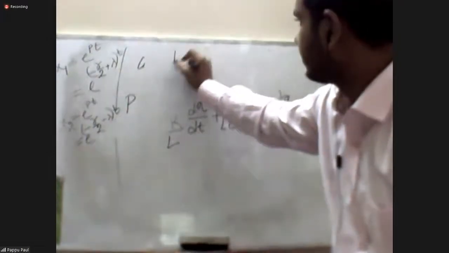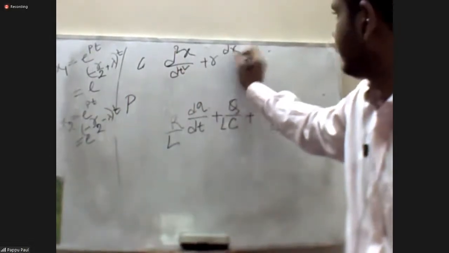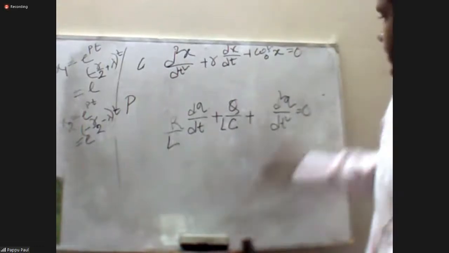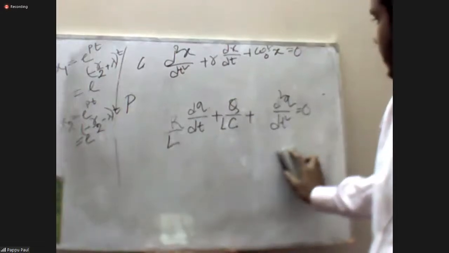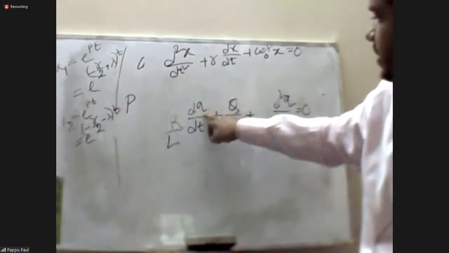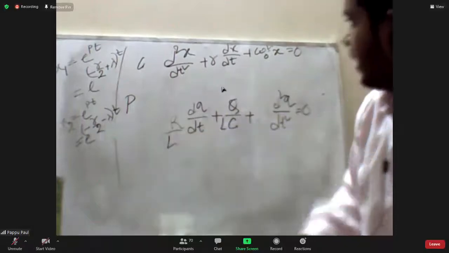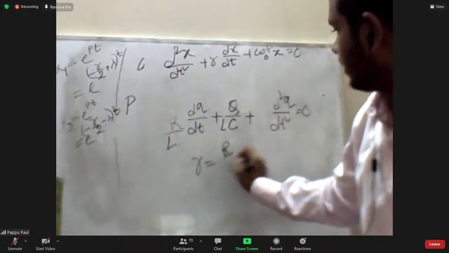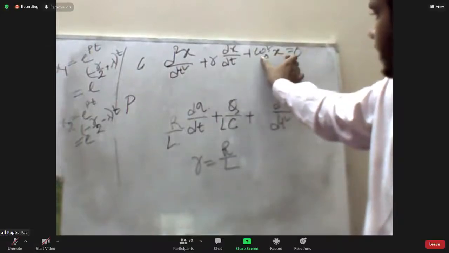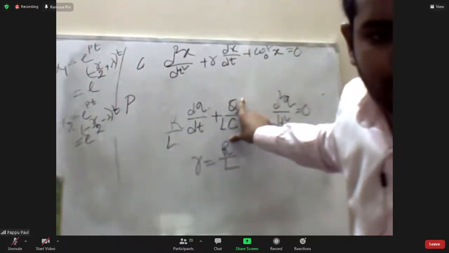If I move forward, the next thing is to compare this equation with our damping equation. What is our damping equation? d square x by dt squared plus gamma into dx by dt plus omega naught squared into x equals 0. Here x corresponds to q. The term multiplied with dx by dt is gamma, and here the term multiplied with dq by dt is R by L, so gamma equals R by L. And the constant term, omega naught squared x, corresponds to q by LC, right?